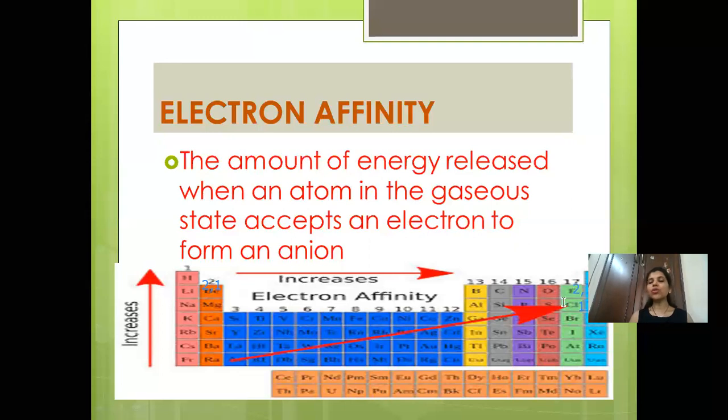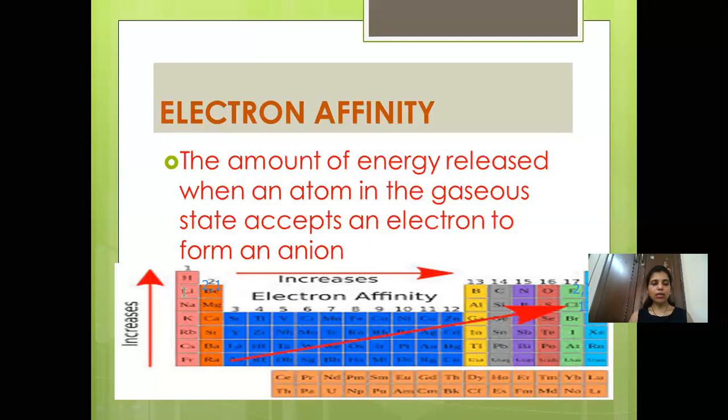So here what is going to happen, the nuclear pull is going to be more compared to lithium when you are talking about fluorine. So both the factors, that is the atomic size and the nuclear charge, is influencing for the electron affinity to increase when you're moving across the period. So it's going to be more for the halogens compared to the alkali metals. What do you think will happen down the group?